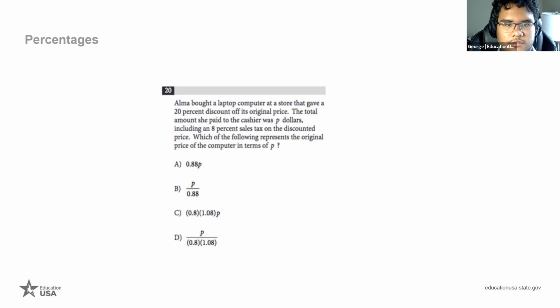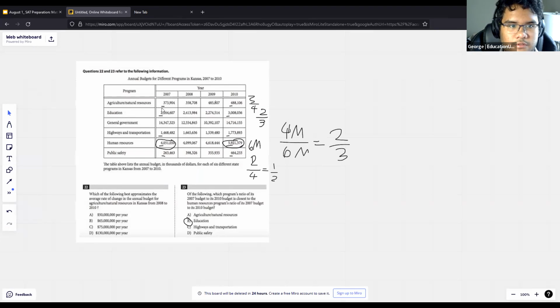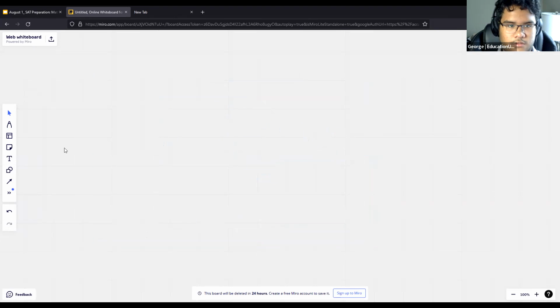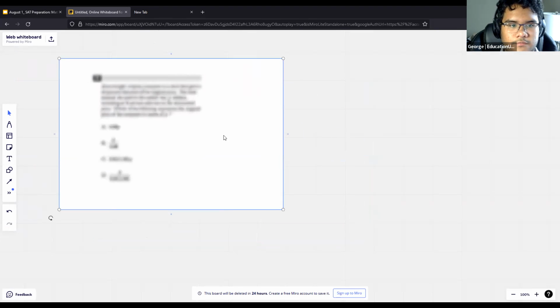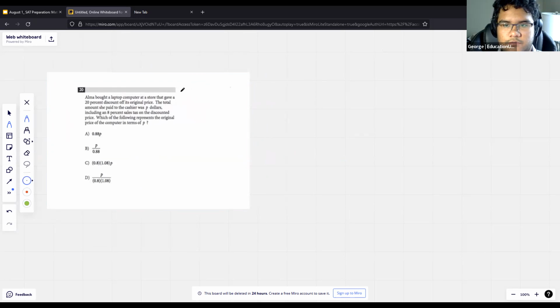Let me just copy this and put it here. Okay, so let's read this carefully and see what's happening. Alma bought a laptop computer at a store that gave a 20% discount off its original price. So discounts, as you may know, are deductions from the full price in a percentage.